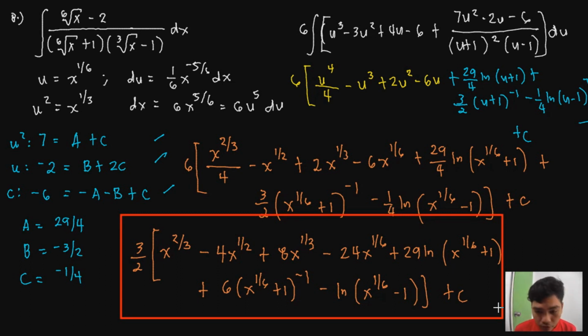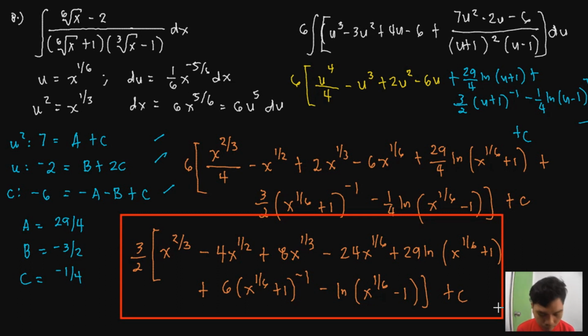Now, let's check kung tama yung mga nakuha nating sagot, no? So, x raised to 2/3, so correct, and then 4 square root of x plus 8 cube root of x, 24 x raised to 1/6, and then plus 6 x raised to 1 over 6 plus 1, and I'm looking at the handout, ha. You can also check your handout kung nagmamatch tayo. But then again, as I'm checking, pare-parehas naman yung mga sagot, no.